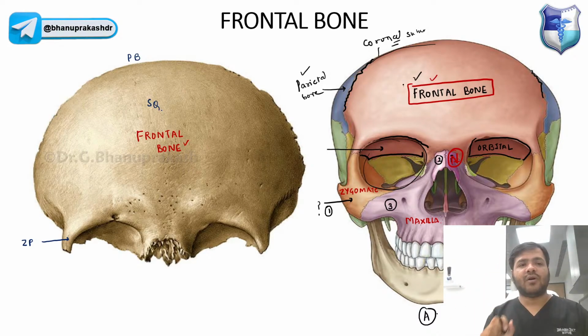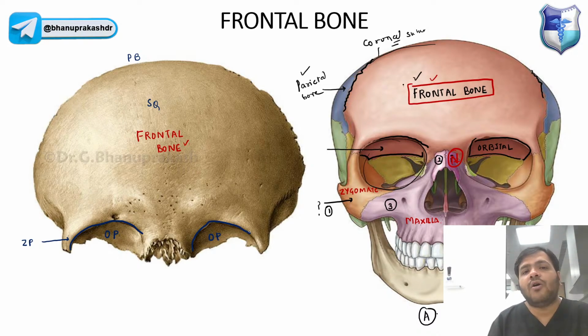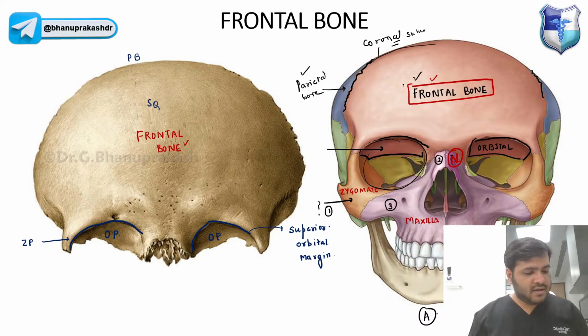Now we are discussing the squamous part, and you can just see at the junction of the anterior surface and the orbital plate, this lower part is the orbital plate, okay. We will find a margin, guys, that is called the superior orbital margin. Very important. Superior orbital margin. We will find a superior orbital margin right over here.